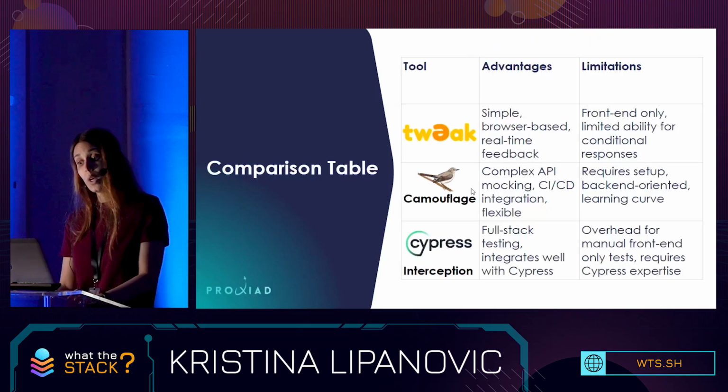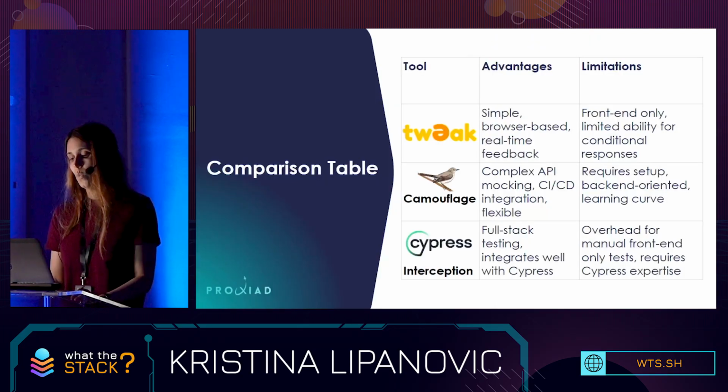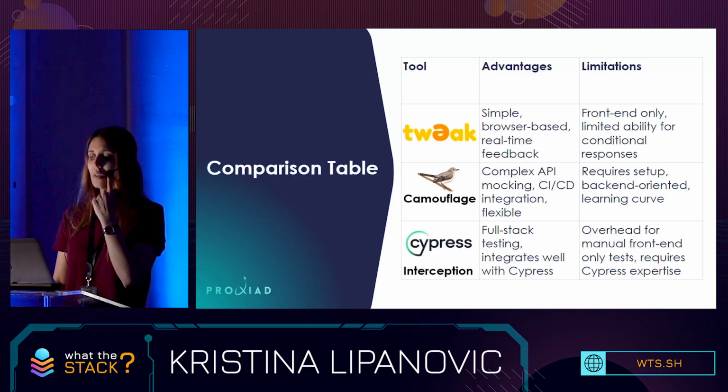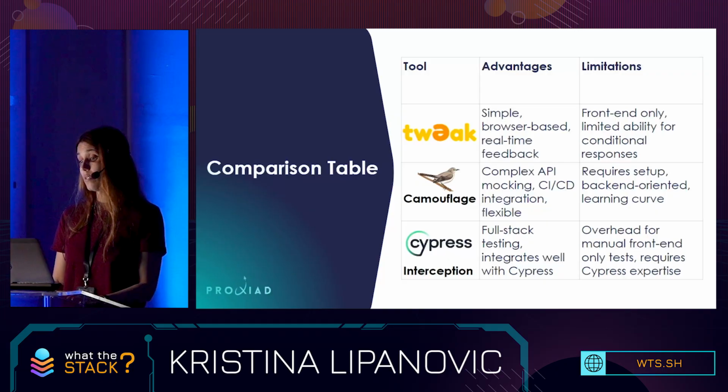So let's do a quick comparison of the three tools. Advantages for Tweak are that it's very simple, it's browser-based, and it provides real-time feedback. The limitations, unfortunately, are that it's front-end only, with limited ability for conditional responses. Camouflage is a complex API mocking tool with CI/CD integration. It's pretty flexible, but it requires setup. It's backend oriented and it has a steeper learning curve, and as we said, it's not very well maintained.